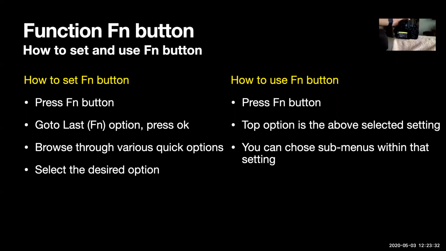Okay, so now let's look at the function button. So what is the function button? The function button is the FN button, which is next to the shutter click here, next to the dial. I hope everybody knows it is the function button. What is the use of that button? It is basically a shortcut button.